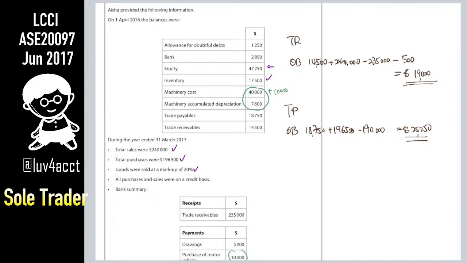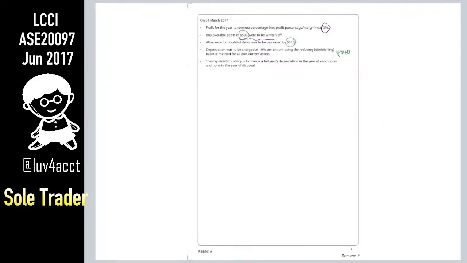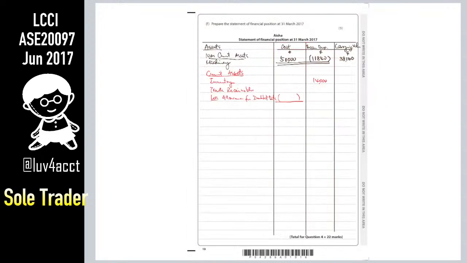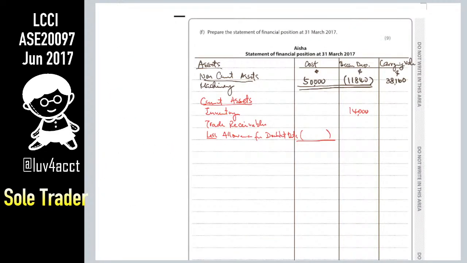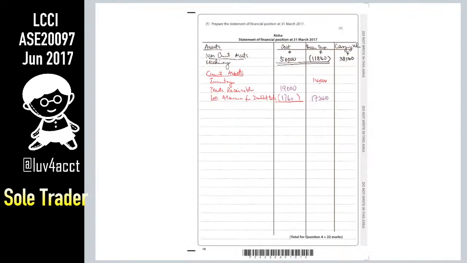How about allowance for doubtful debt? Originally it is 1250, add 510 to it. 1250, add 510. We have 1760. Okay, 1760. 1760, 19,000 here. So 17240.